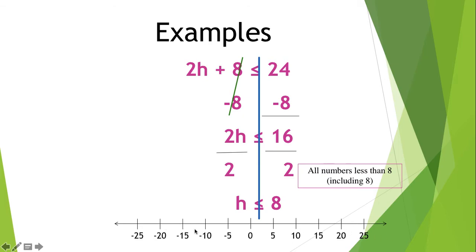Now let us include the number line. It says h is less than or equal to 8. That means 8 is included. Now where is the 8? It will be in between 0 to 10. And it says less than, so it will move towards the left side.